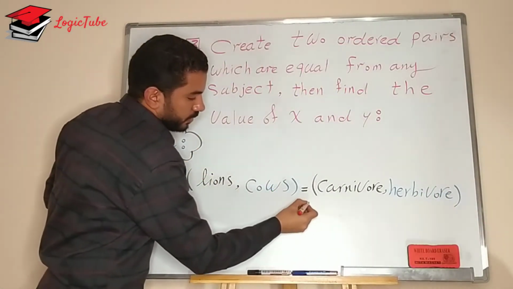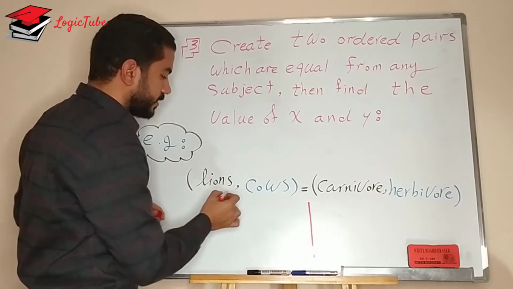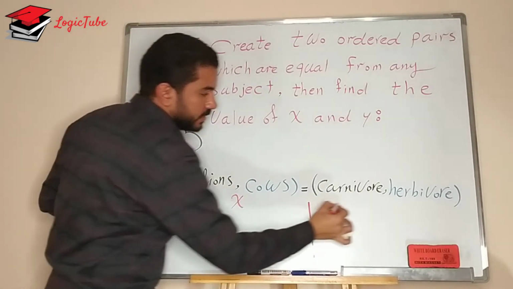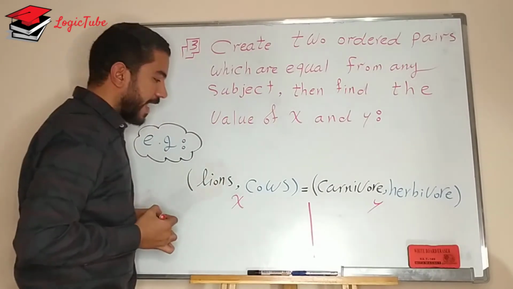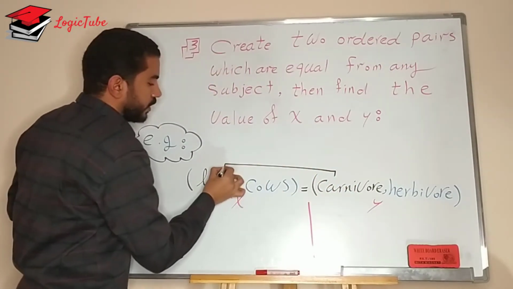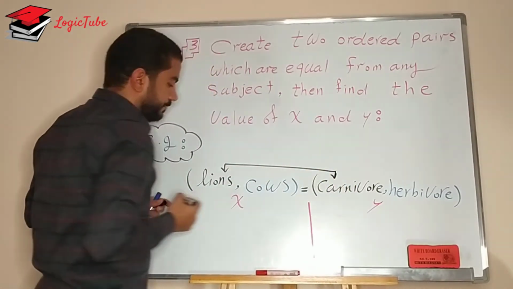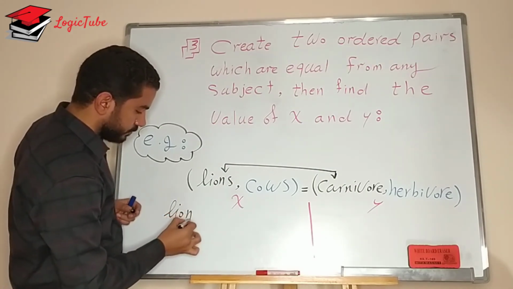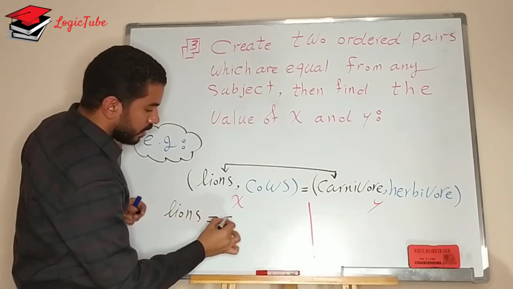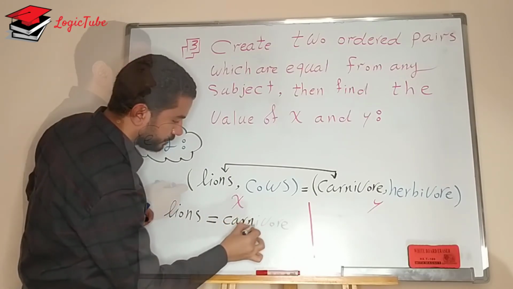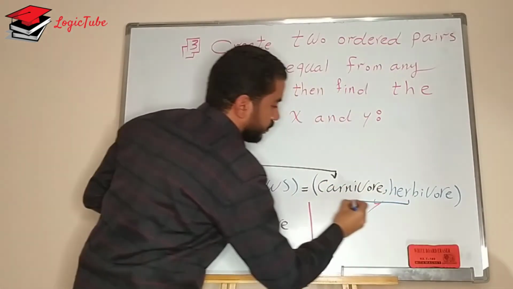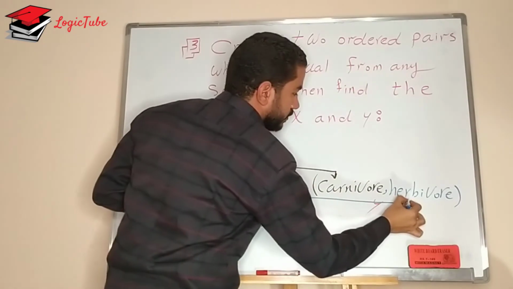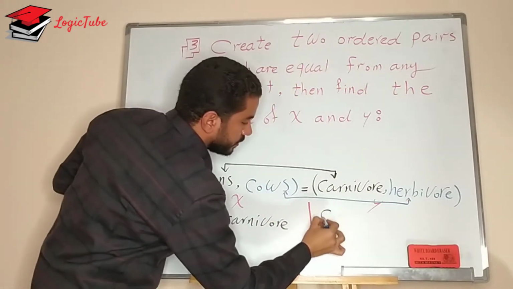I'll divide our page into two parts. Here we have the x-axis and here the y-axis. The first projection here equals the first projection. So lions equals carnivore. And the second projection equals the second projection. So cows equals herbivore.